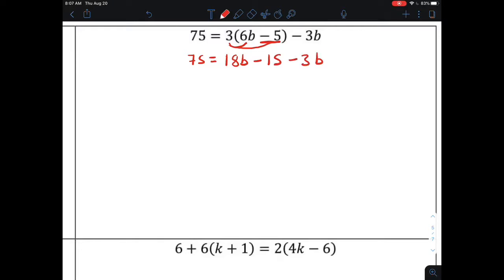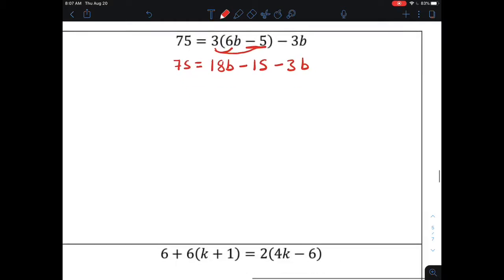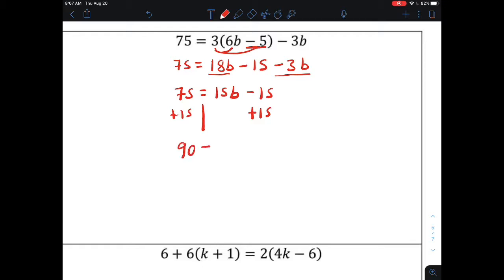And now we're here looking to try to combine like terms. Well, on the right-hand side, I have 18b's and -3b's I can put together. That's going to give me 15b's. And then I still have -15. And then now we're in a simple two-step equation. You look to move any adding and subtracting away from the variable first. So I'm going to move that -15 to the other side by adding it. That's going to give me 90 equals 15 times b.